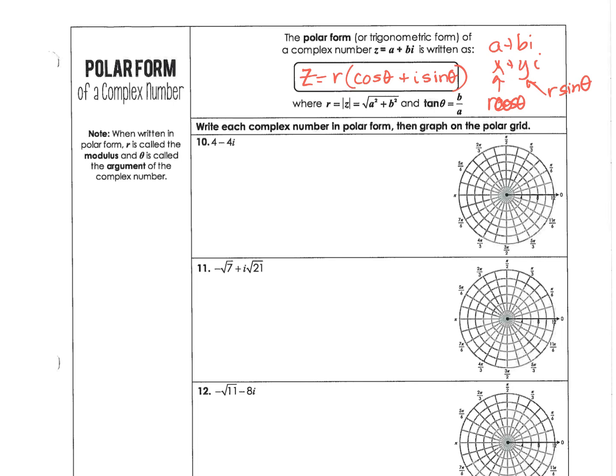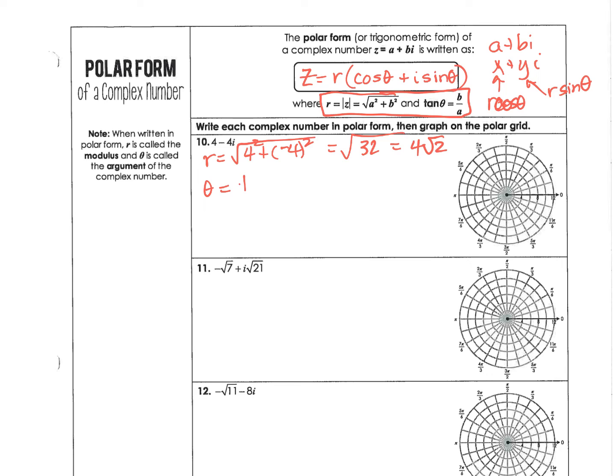So write each complex number in polar form and then graph. So how do I write this in polar form? How do I get my R and how do I get my theta? We know how to get R and theta, don't we? R is going to be equal to the square root of 4 squared plus negative 4 squared. So that's 16 and 16, so square root of 32, which is 4 root 2. Okay.